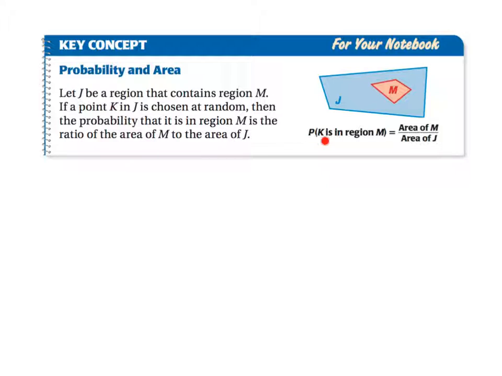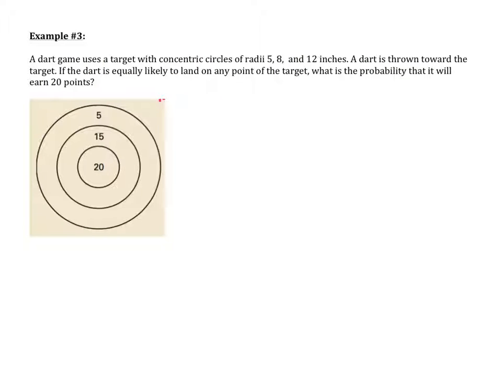So the probability that K is in region M would be equal to the area of M divided by the area of J. So what it's really just saying is if I pick some point randomly in J, if it was also in M, I would find it by doing the area of M divided by the area of J, just like I did for length. Let's look at example number 3.